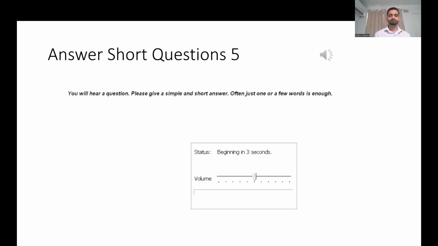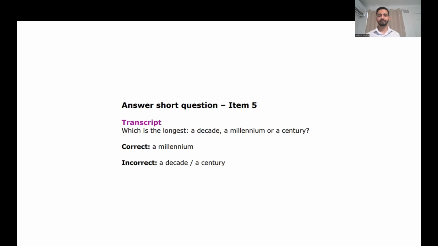Which is the longest, a decade, a millennium, or a century? So which is the longest, a decade, millennium, or a century? What is a decade? 10 years. Millennium, 1,000 years. Century, 100 years. Which is the longest? So you know all of these words and what they mean. Obviously, millennium is the longest.